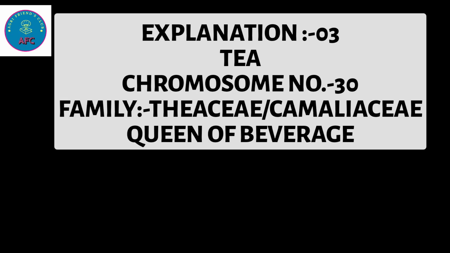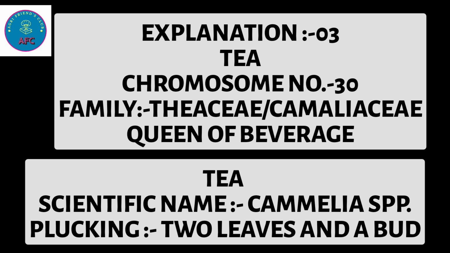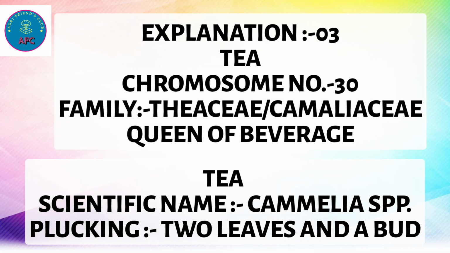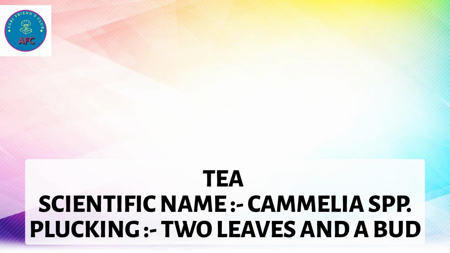Next question is, what is the chromosome number of tea? This we have already discussed, that the chromosome number of tea is 30. Some other points that you need to keep in mind are that the scientific name of tea is Camellia species. It is also known as Queen of Beverage and the family of tea is Theaceae or Camelliaceae. One important point that is widely asked is, what is the best method of plucking? The best method of plucking is the two leaves and a bud stage.